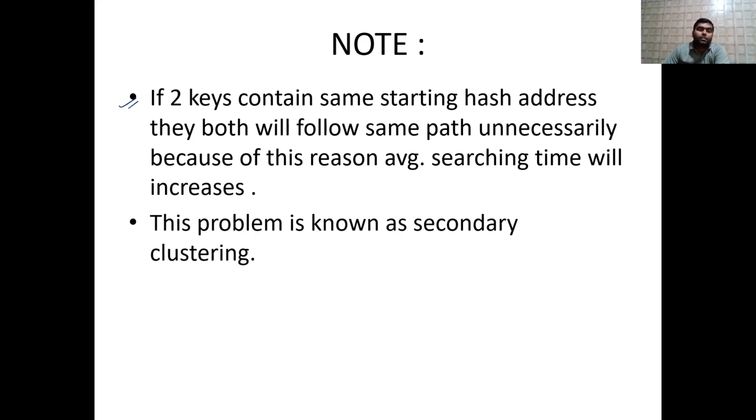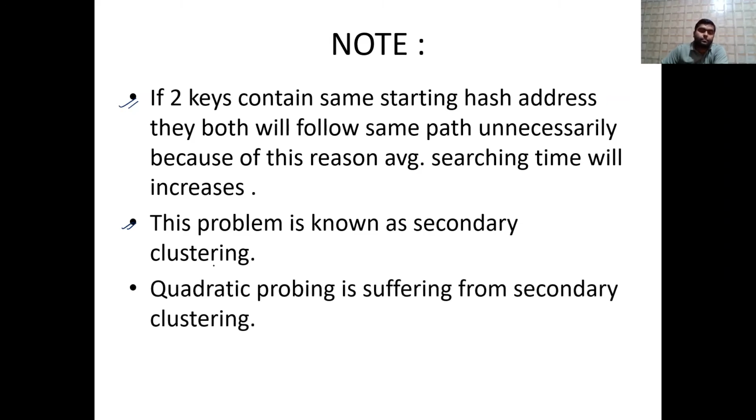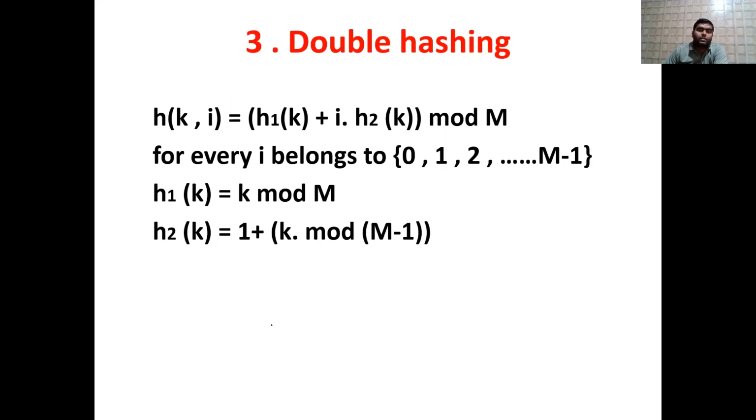Okay, now next, this problem is known as secondary clustering. In primary clustering, which we saw in linear probing, if some slots are already filled, then we get space only after those filled slots, right. So that problem is known as primary clustering. So in linear probing, there is a problem of primary clustering, and in quadratic probing, there is a problem of secondary clustering. Okay, now quadratic probing is suffering from secondary clustering. It is very obvious.